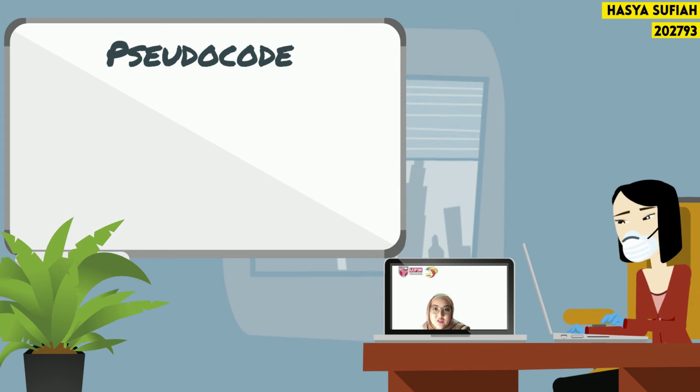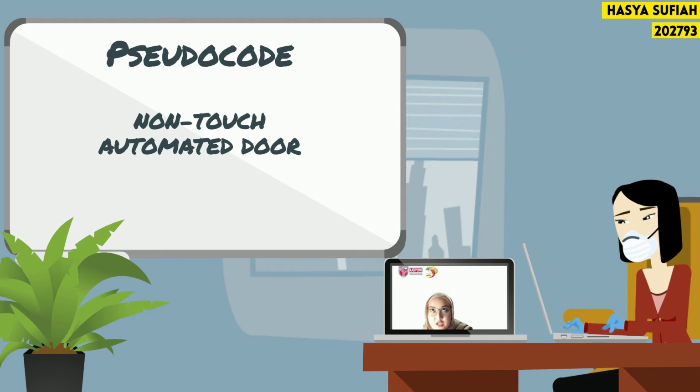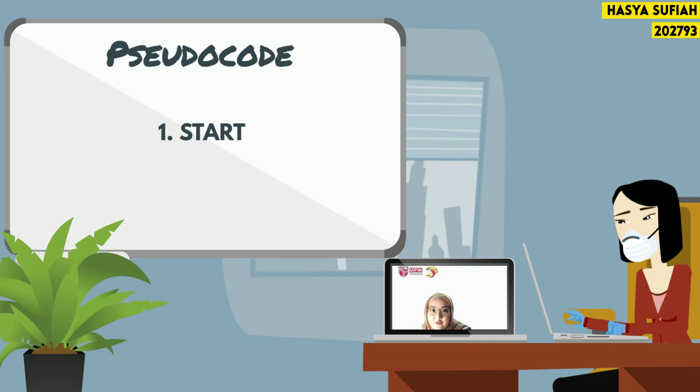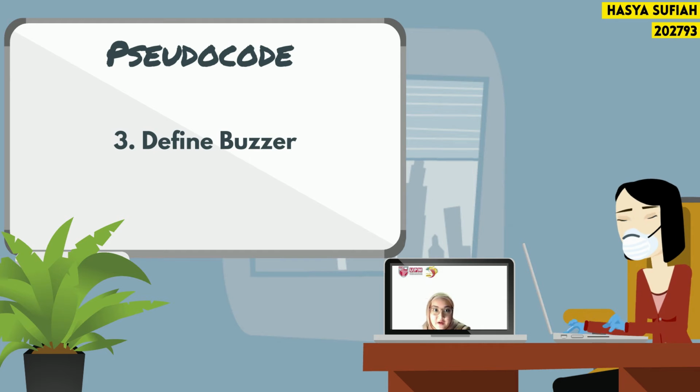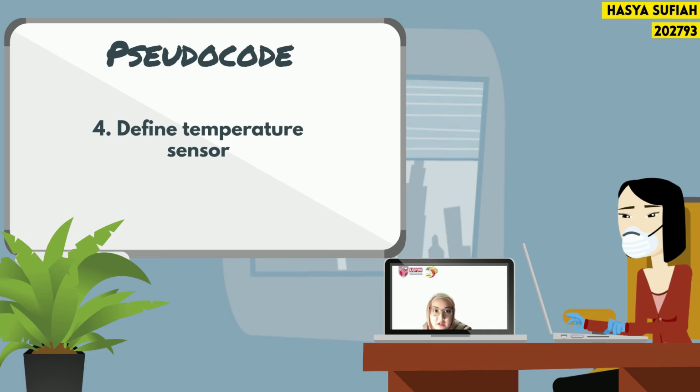To start, since we are having a non-touch automated door, the pseudocode begins with start, and first of all, we need to define each component on the Arduino Uno, so where to connect each of them on the numbered pins of the Arduino. Then the next step is to define the buzzer, which we use to alert the visitors when they scan the temperature. And then next is to define the temperature sensor.